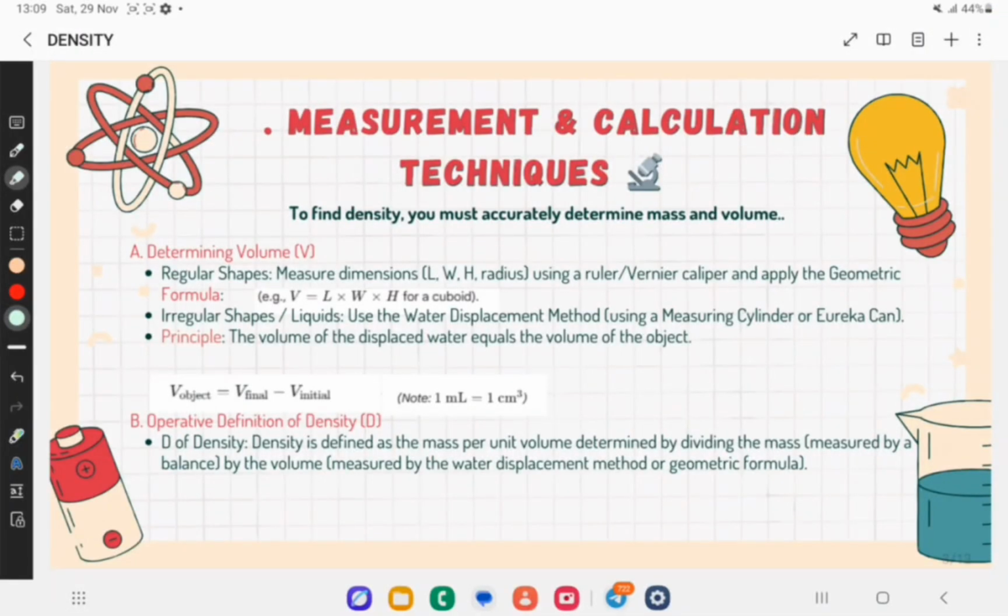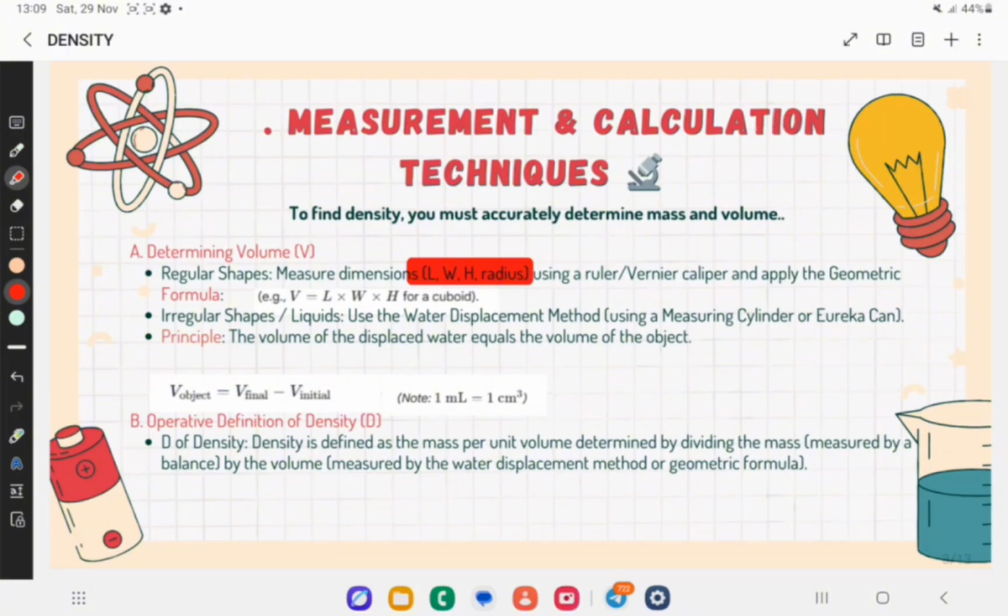Alright, so we move to our measurement and calculation technique. What do we want to find? To find density, you must accurately determine our mass and volume. So how do we get our volume? For a regular shape, we usually measure the dimensions, so we have L, W, H, or the radius.